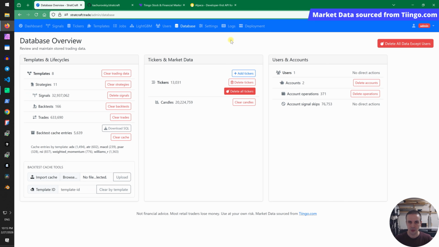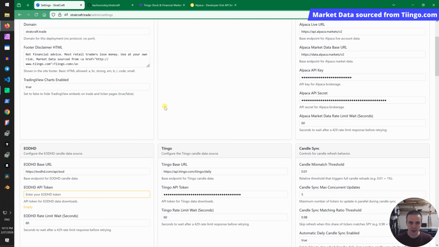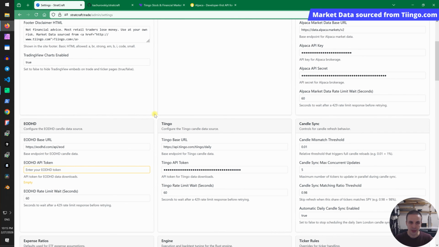In the database section, we can see what's going on in our database, remove selectively or massively. And in the settings, we can adjust pretty much everything. How the site is called, how it looks, on which domain, what is in the footer, put all our secret keys for the data providers. Right now, I support Alpaca, EODHD, and Tingo.